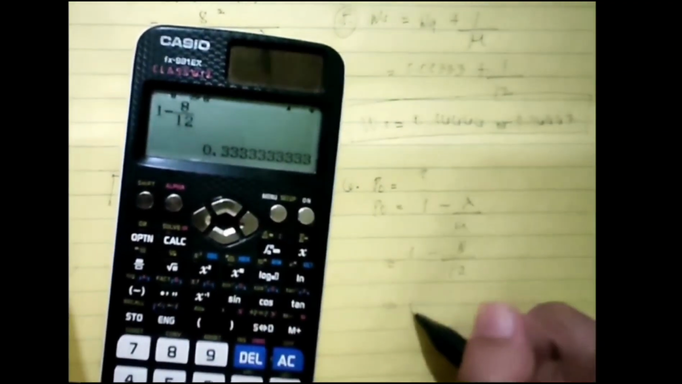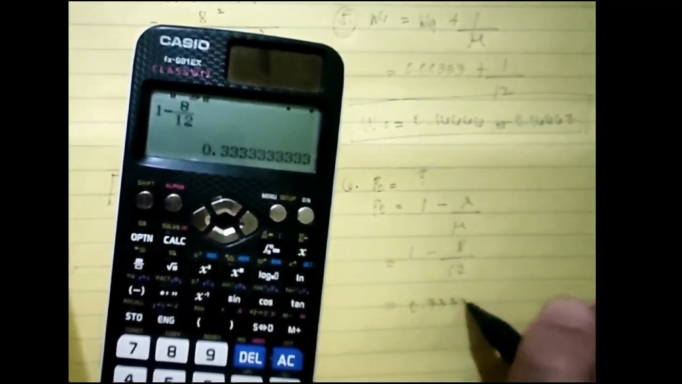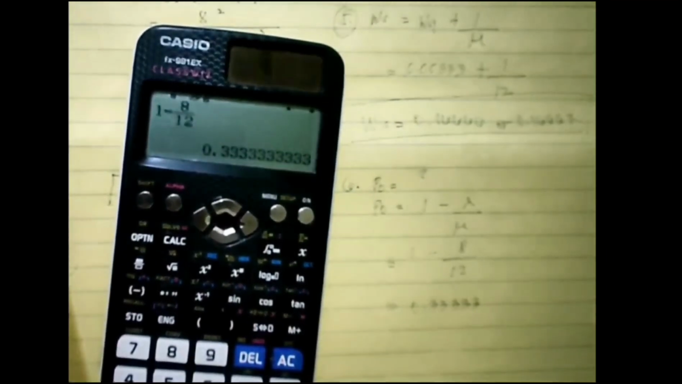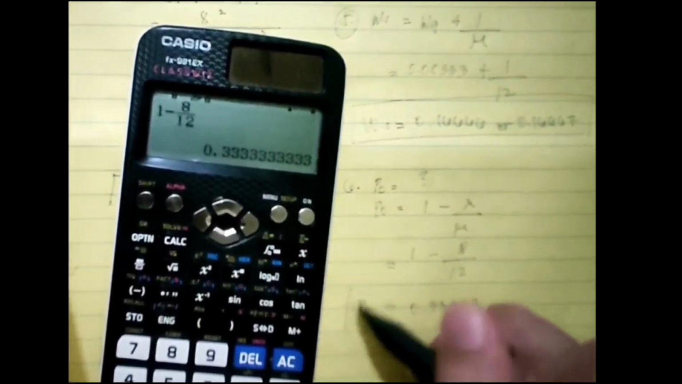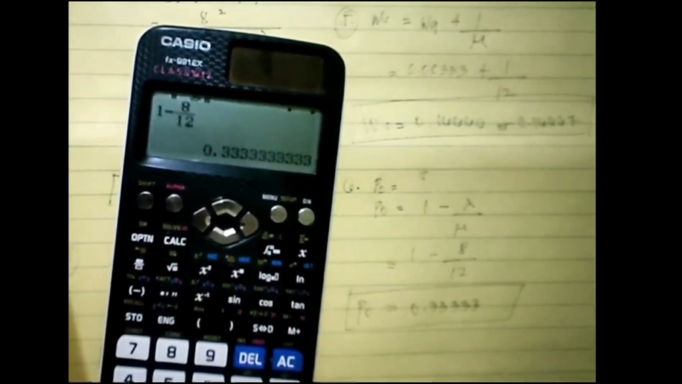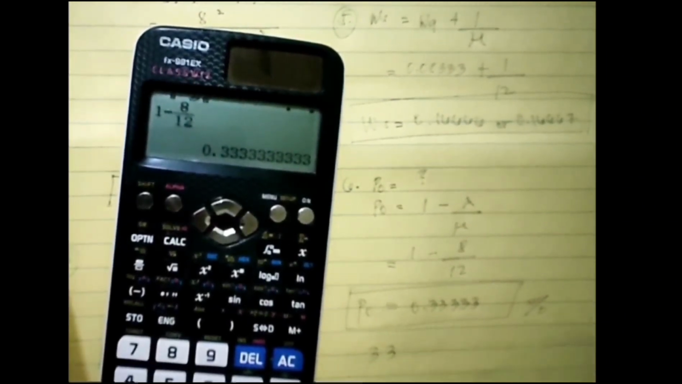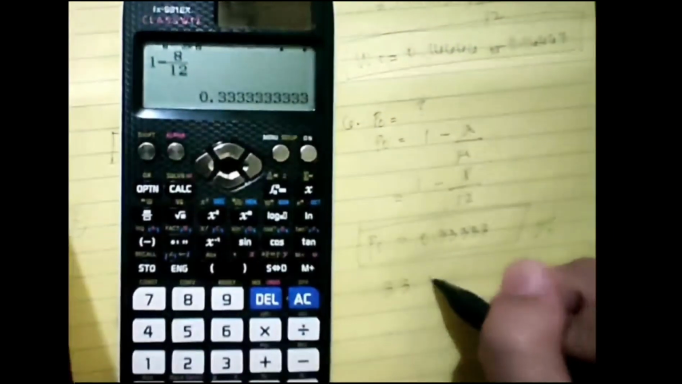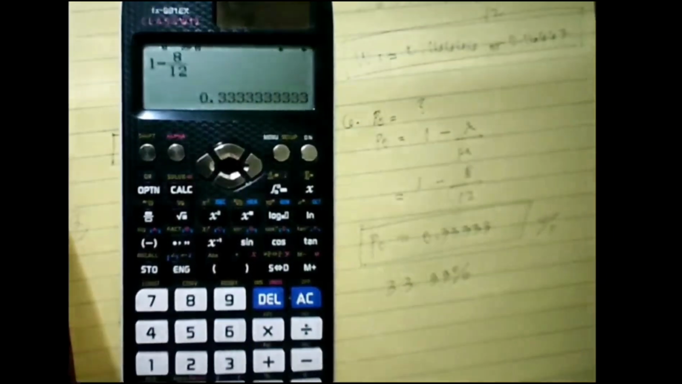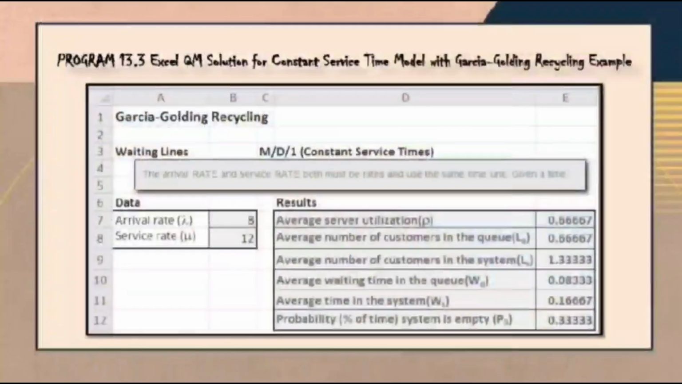Again, hindi natin siya pwede i-round off kasi nga hindi siya umabot ng 5. So, ito yung probability. Kapag hiningi natin sa final answer is percentage, ang magiging sagot natin is 33.33%. So, ayan. After answering all these problems, as you can see, same ito sa Excel QM natin na solution.